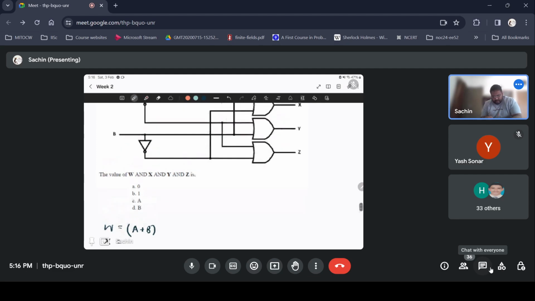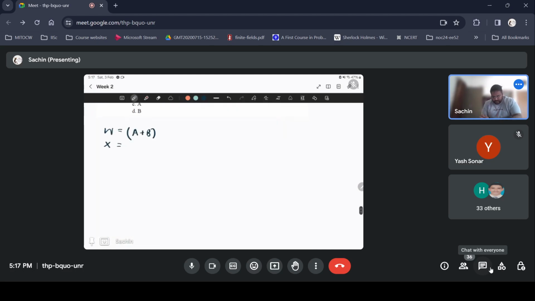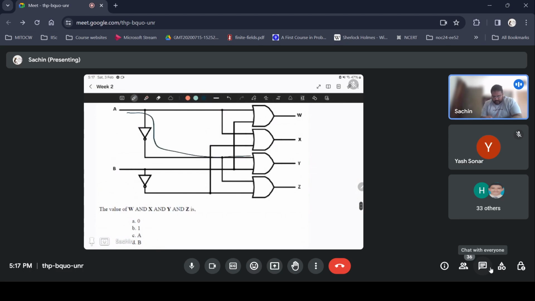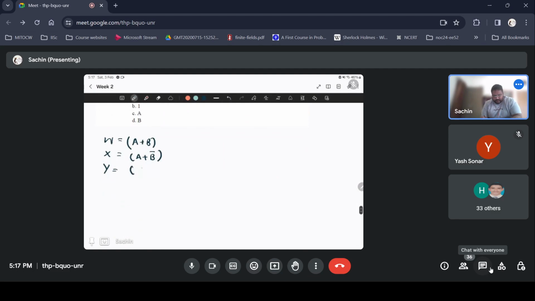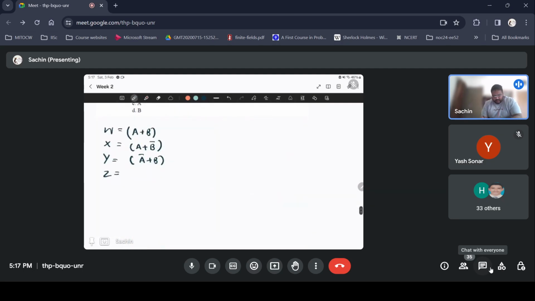X is, all of them are OR operations, two input OR operations. The inputs are different also. For X, the inputs are A and B bar. So the value of X is A or B bar. For Y, the inputs are A complement and B, A bar plus B. Z is both the inputs complemented, A bar plus B bar.